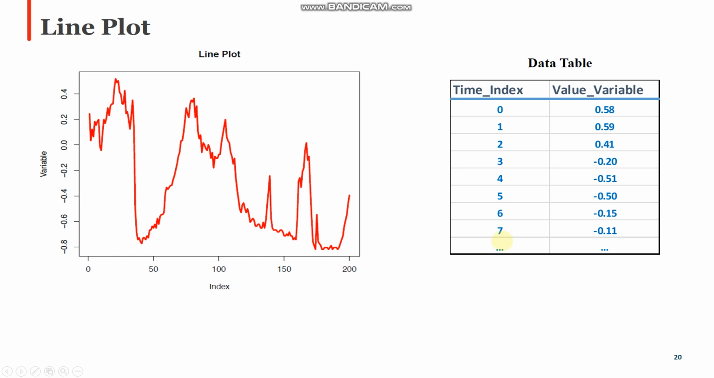How about a line plot? You are given two columns of data. One is the time index, and the other is a value variable, could be anything. A line plot is a type of chart that is used to visualize the value of something over time. For example, a finance department may plot a change in the amount of cash that the company has on hand over time.